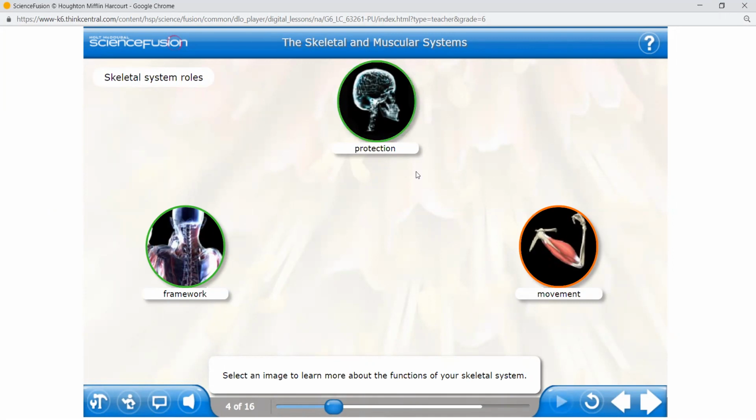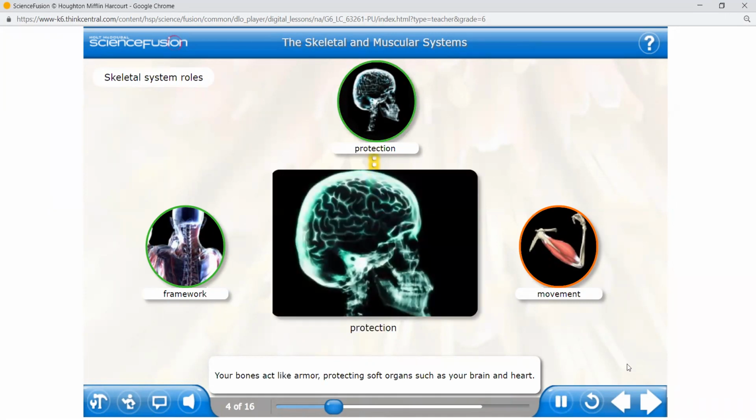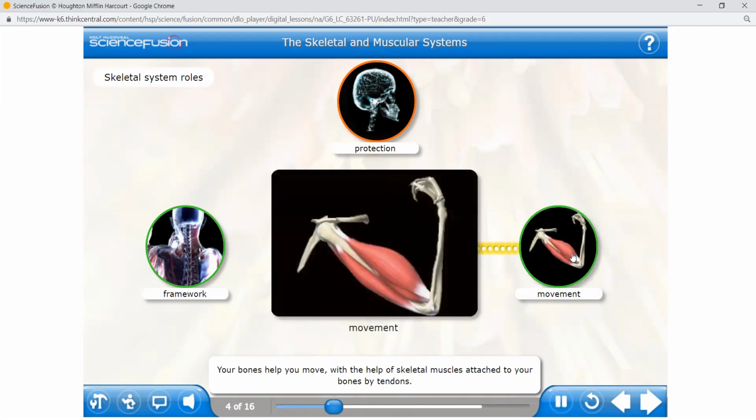Protection, I told you. Your bones form a framework, and allow you to move. These are the main roles, girls. Protection, framework. Bones act like armor, protecting soft organs such as your brain and heart. Movement. Your bones help you move, with the help of skeletal muscles attached to your bones by tendons. When the muscles contract, they pull on the bones, making them move.